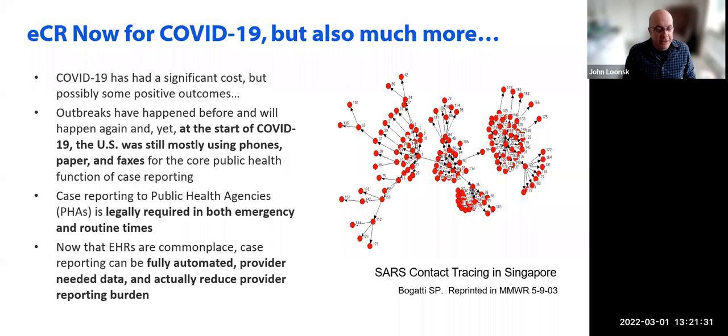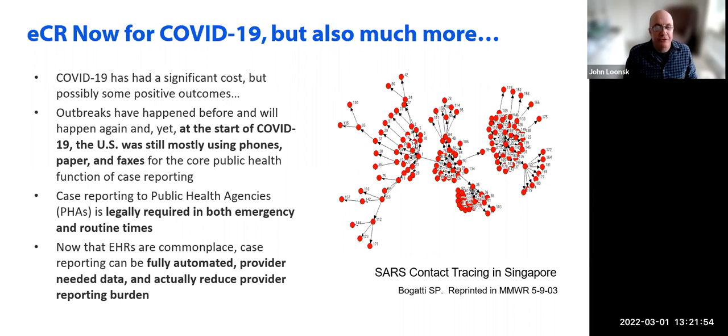It is a legal obligation to do case reporting. It was not a legal obligation to do electronic case reporting. And yet at the same time, when implemented, electronic case reporting offers tremendous benefits for the healthcare organizations, as I've just detailed.